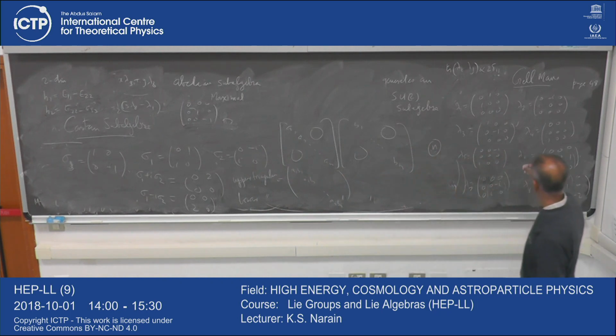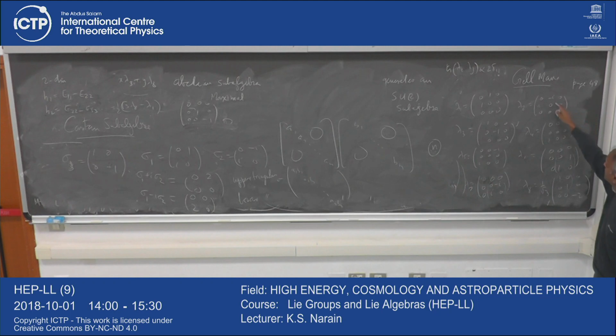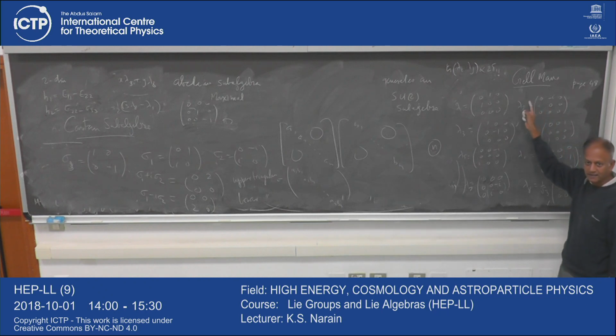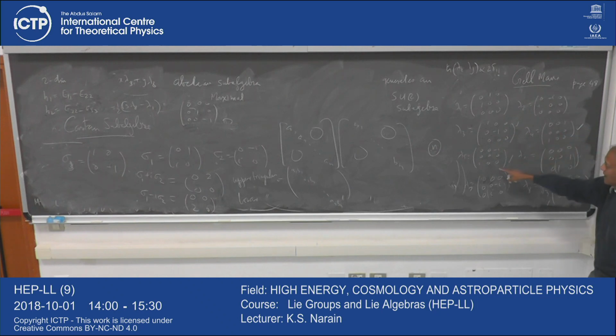Now if you look at these two combinations, they are exactly like sigma 2 and sigma 1. I will again take this combination, lambda 1 plus i lambda 2 and lambda 1 minus i lambda 2. One of them will be upper triangular, the other will be lower triangular. Same thing you can do with this one and this one. If I take this plus or minus i times that, it will become again upper or lower triangular. And same thing between this and this.